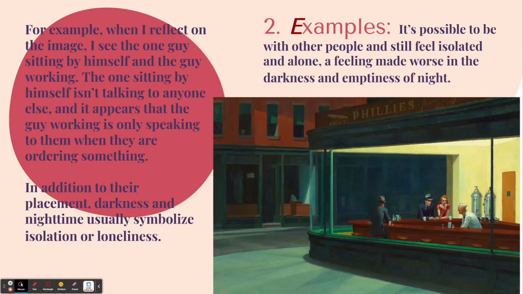Examples from the text. For example, when I reflect on the image, I see the one guy sitting by himself and the guy working. The one sitting by himself isn't talking to anyone, and it appears that the guy working is only speaking to them when they are ordering something. In addition to their placement, darkness and nighttime usually symbolize isolation or loneliness. Now, if I were writing a full visual analysis essay, I would want to go into more detail. But for this example, hopefully you get the idea.